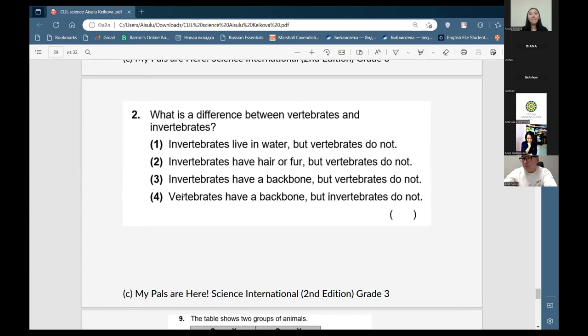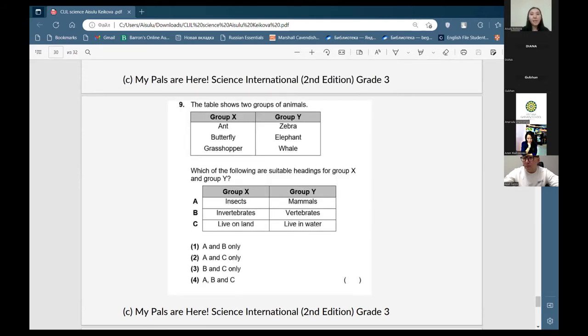Another task, the task where the table is involved. So here only the names of the animals are given, and they have to identify the groups and name the groups. So this is also like 2-3 level questions. It requires a lot of attention and focus. And before that, we identified that ant, butterfly, and grasshoppers are just invertebrates. What are the vertebrates? What is the classification inside the vertebrates, and etc.